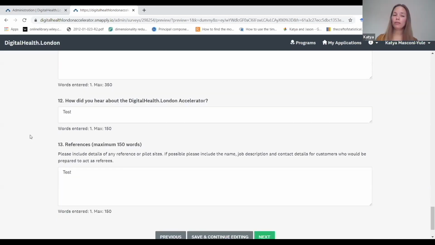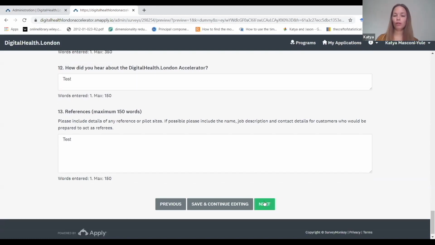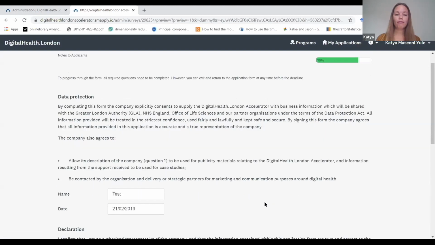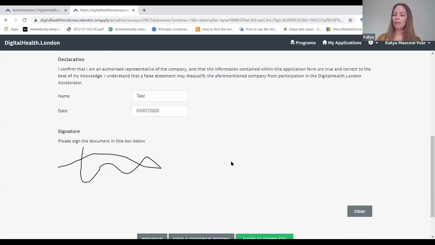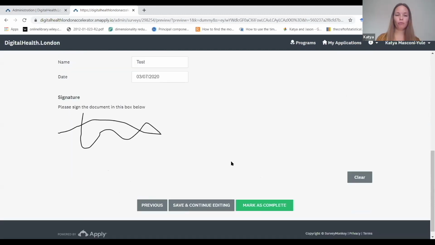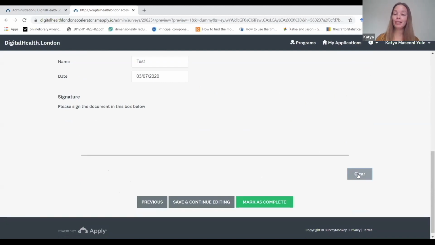We then move down to the last section of the application form. We look for some references from your side of people who have been using the product, and finally giving you a space to digitally sign and date the application form. A quick note here, that this box is able to be cleared, so if you are not happy with your first version or your third version of your digital signature, please feel free to clear it, start again, and when you are happy, you can push mark as complete.